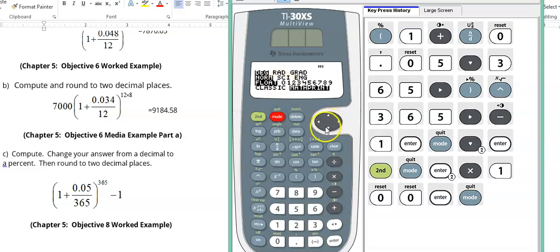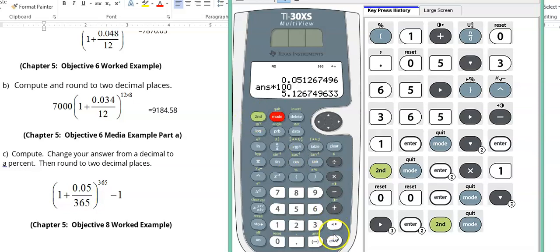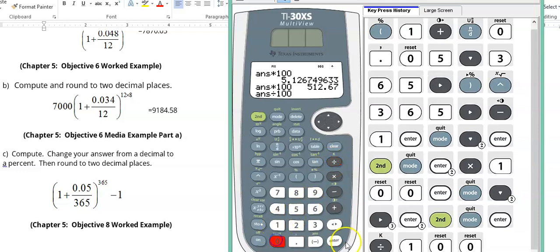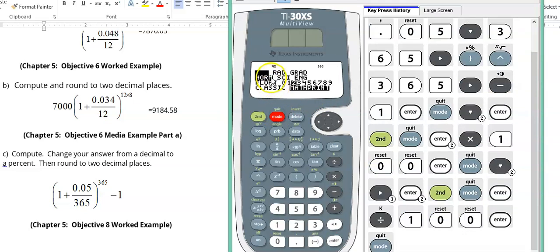Okay, so now if we look at 2 decimal places after it's changed to a percent, it should verify our result. Oops, I multiplied by 100 again. Let me divide by 100 to undo that. And there's our 5.13%. Okay, so you can round here to 2 decimal places. Okay, you can use the mode and it will give you the decimal places you asked for. But always remember to, when you're all done, switch it back to float or else you can get an incorrect answer.